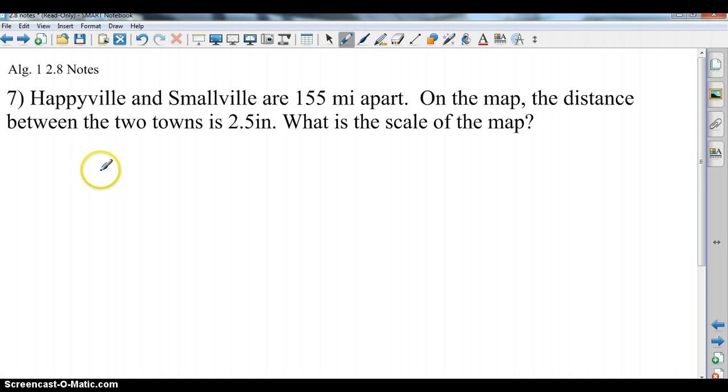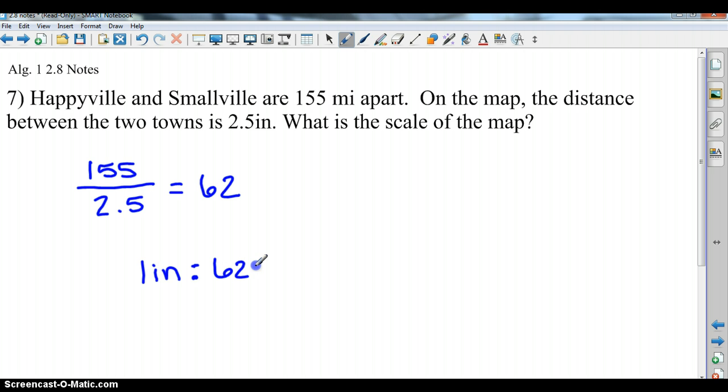To do that, we're going to take 155 miles in real life, and we're going to divide it by the 2.5 that we actually measured. And 155 divided by 2.5 is 62. So the scale of the map is 1 inch to 62 miles. So for every 1 inch you measure, that is 62 miles in real life. So we would want you to write it in this notation.